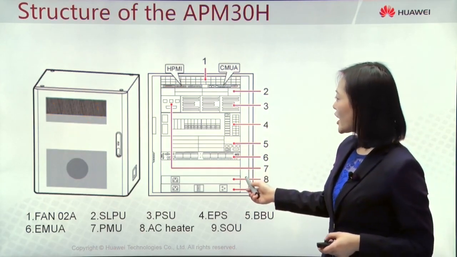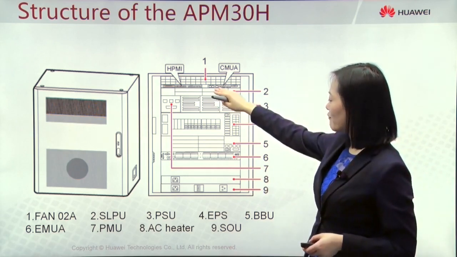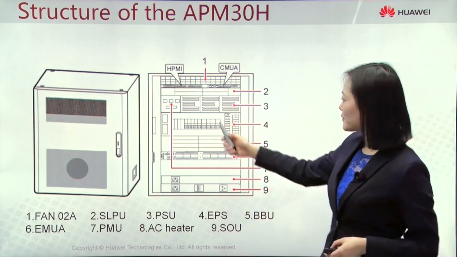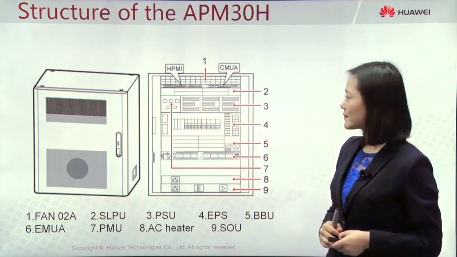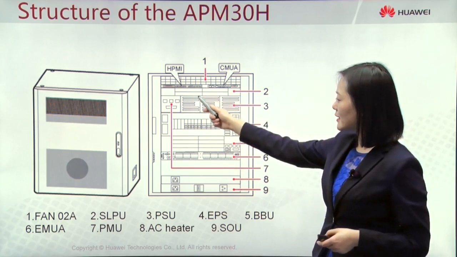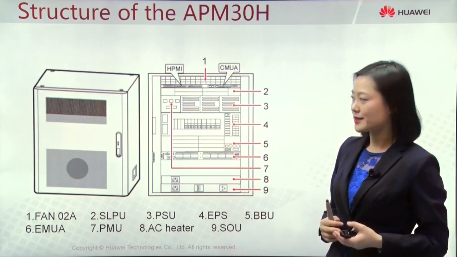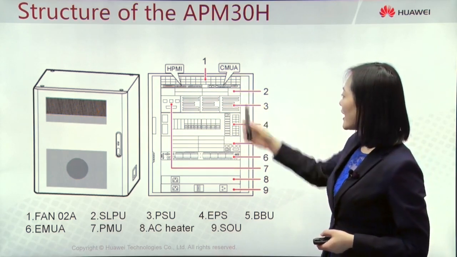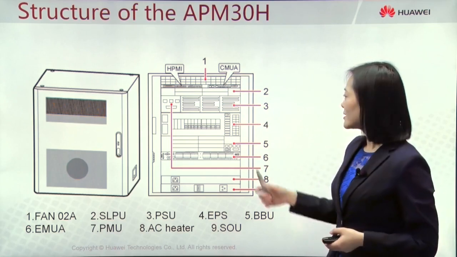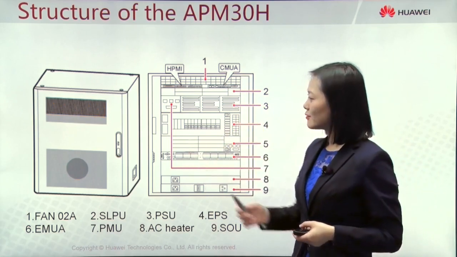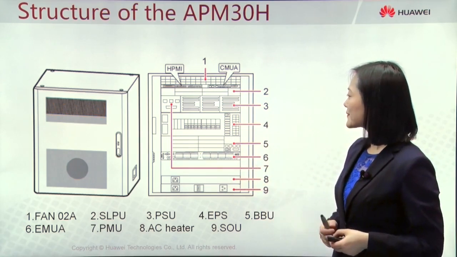This is the internal structure of the APM30H. At the top is one fan module. Besides the fan, it also has a built-in HPMI board, which connects with the external sensors like door sensor, water sensor. And the CMUA is Central Monitor Unit Type A. It's used to monitor the fan running status and the cabinet temperature.